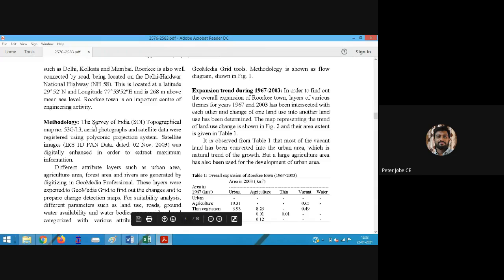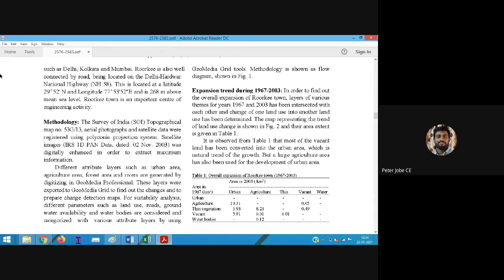So let's see what was the methodology by this team. The Survey of India topographical map, the number given, and aerial photographs and satellite data were registered using polyconic projection system. Satellite images were digitally enhanced in order to extract maximum information. So we have learned in the first module, or the second module, I guess, how we can transform digital images into something from where we can get suitable information.